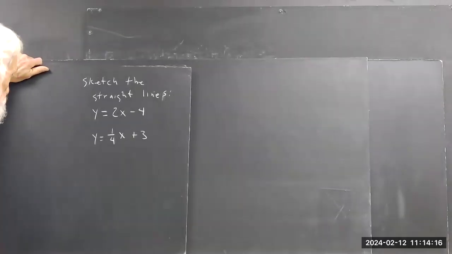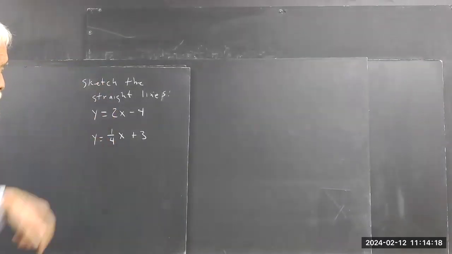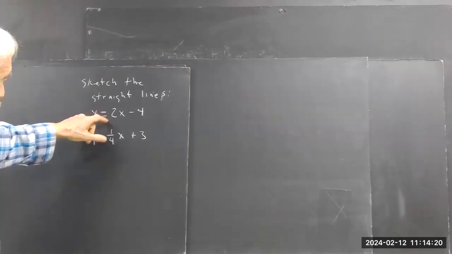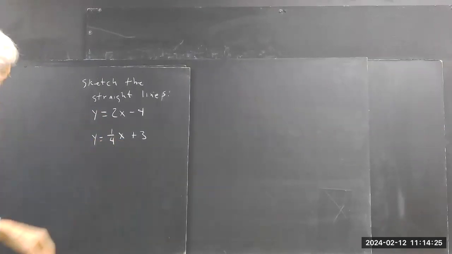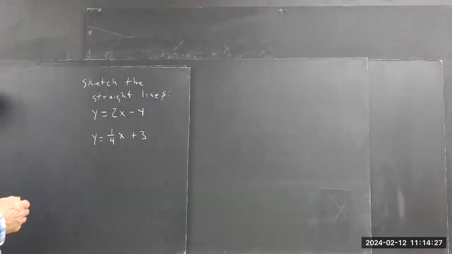We have a quiz here, where you were asked to sketch straight lines. y equals 2x minus 4, and y equals 1/4 x plus 3. One way to sketch the lines, it's not a bad way to start, although we'll use other methods in this course.